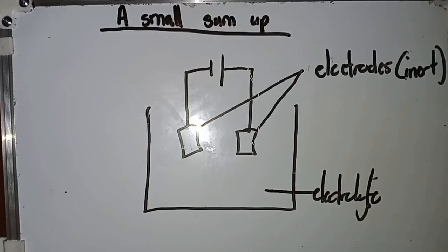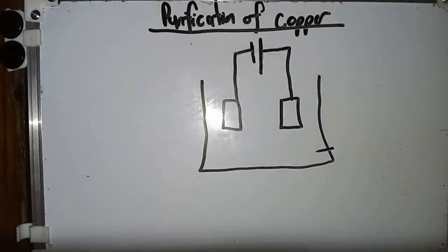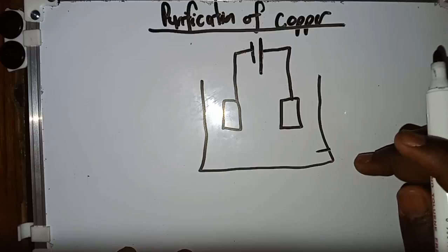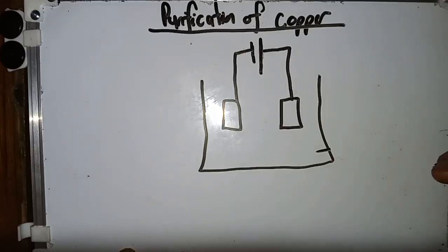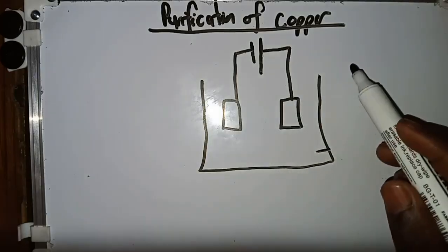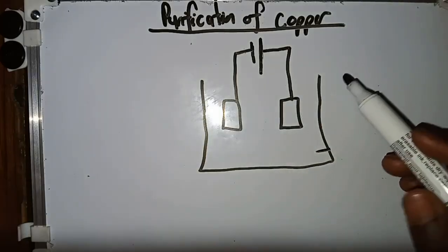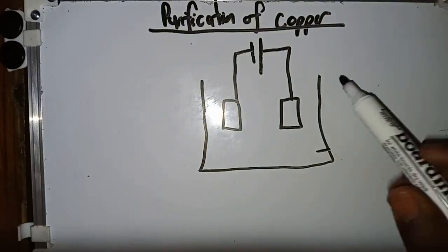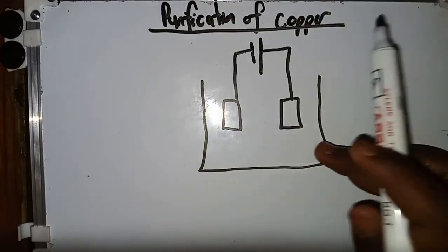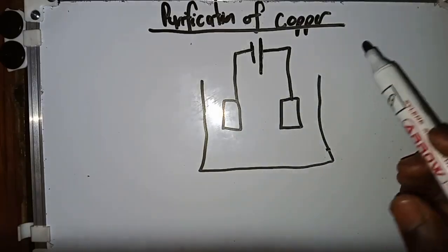So now let's go to purification of copper and electroplating. Now we are doing purification of metals. When we were doing electrolysis of aqueous solutions, or molten or concentrated compounds, I said that these electrodes were inert, meaning they shouldn't react. They were non-reactive. But now, when we are doing purification of metals, these electrodes should be reactive.